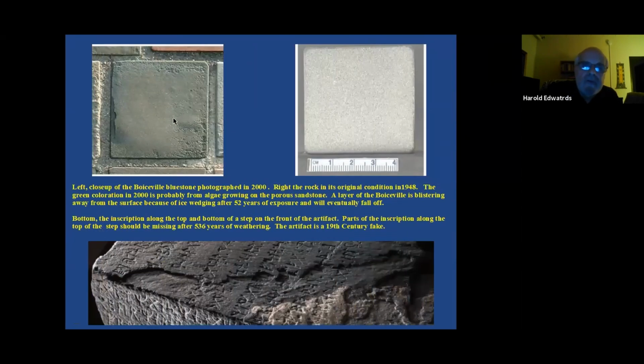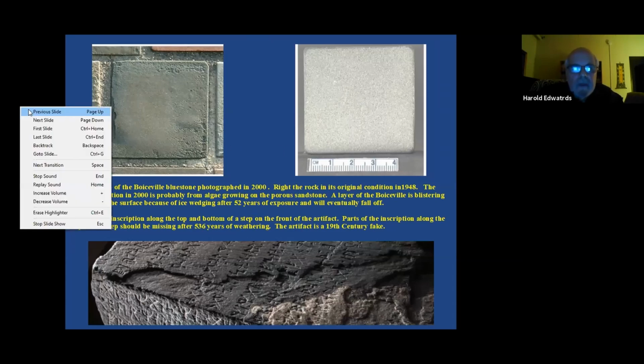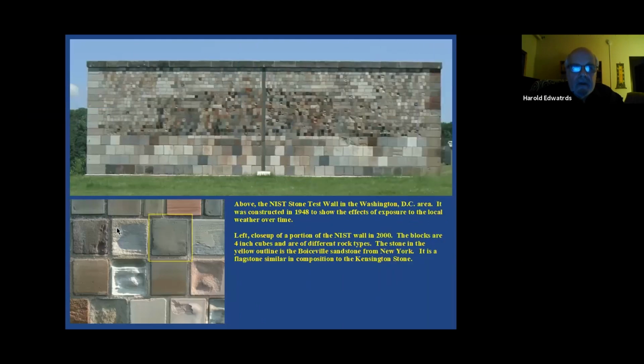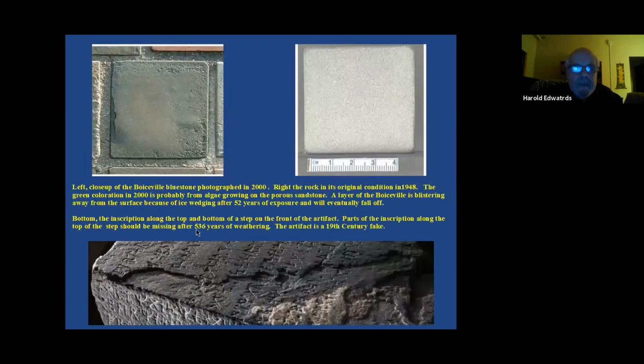This photograph was taken in 2000, and this is a bluestone from New York. And it's very similar in lithology, or lith composition, to the Kensington Stone. And you can see that the sandstone is blistering and it's going to fall off. This is what the stone looked like in 1948. And look at the sandstones that are surrounding it. They're beginning to fall apart as well. The sandstones are fairly vulnerable to weathering.